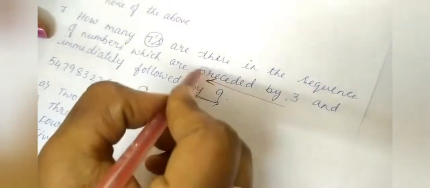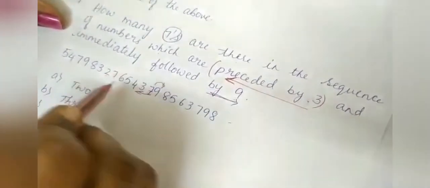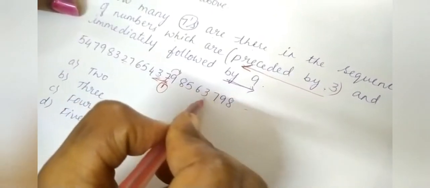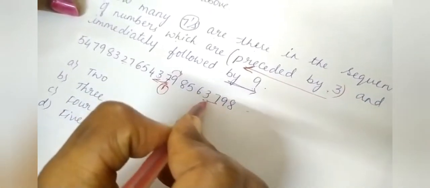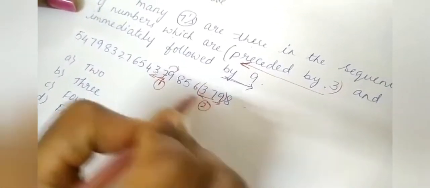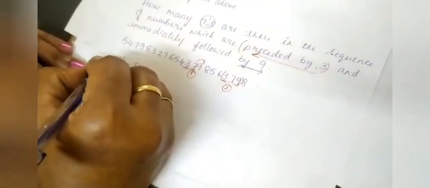So what is this? This condition is applicable here, so one time. Okay. Now again follow here. Again just 7 is here. Yes, 7 and 9. So it is preceded by 3 and also followed by 9. So 2 times. This sequence has 2 times here. So among the options, we have to tick 2 as the correct option.